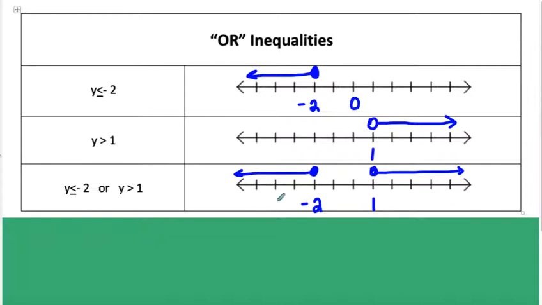So like -5 could be a solution, or 3 could be a solution. I'm sorry, this is 3. 3 could be a solution, or 4 could be a solution. So anything that is in either of the shaded areas, here and here, and remember the arrow means it's going on forever, would be a solution to an or inequality.